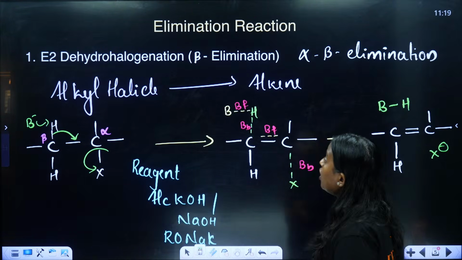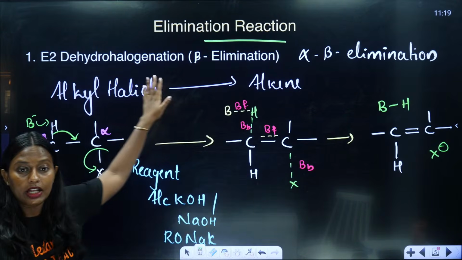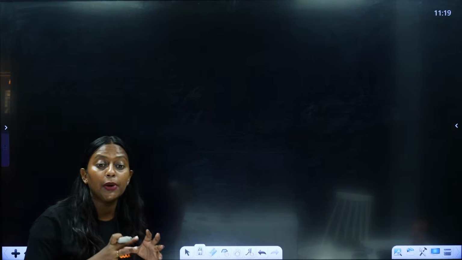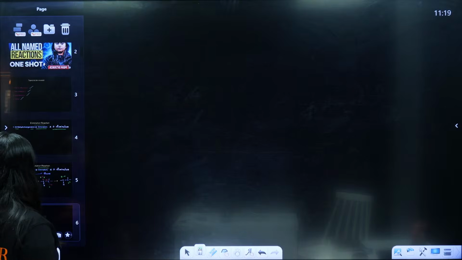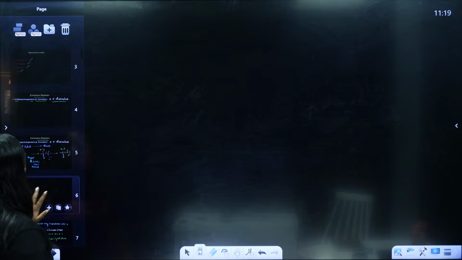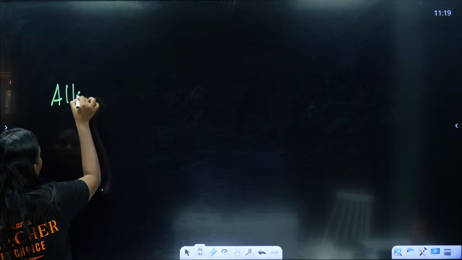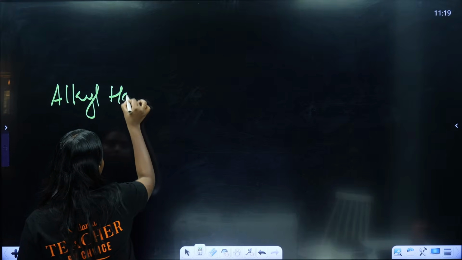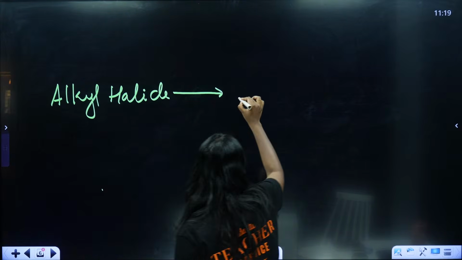So, first one is elimination reaction. In the E2 elimination reaction, I will tell you what is happening. From alkyl halide, we are preparing alkene. I am writing here, I think it is visible. Alkyl halide, we are preparing alkene.